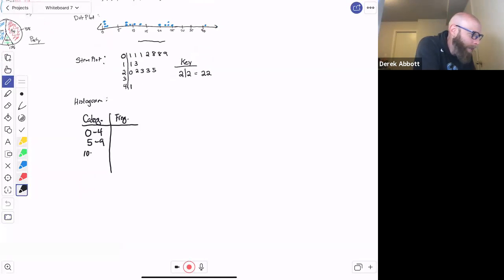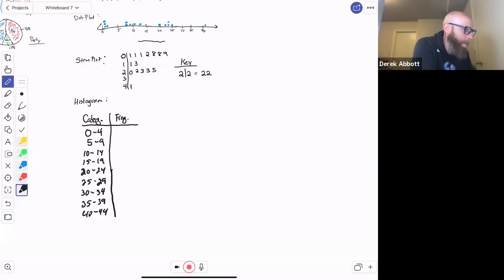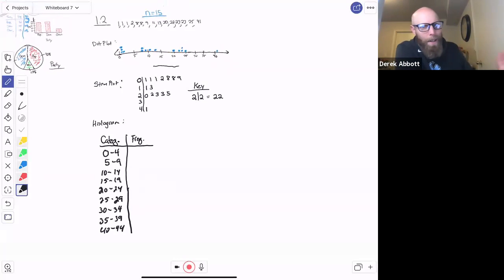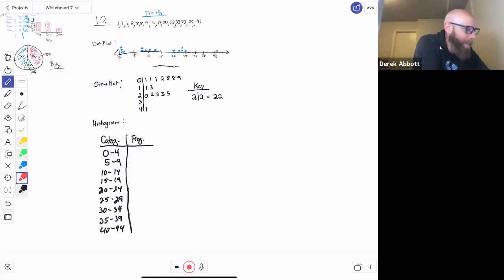Let me just do this real quick. 10 to 14, 15 to 19, 20 to 24, 25 to 29, 30 to 34, 35 to 39, 40 to 44. Okay, so that's what it looks like right there. And I know it's getting smaller and smaller as I do this. But now I'm gonna go back to my data set and I'm gonna count these values. So how many are in the 0 to 4 bucket? So imagine it's a bucket labeled 0 to 4, and then you're going into all these numbers and you're only gonna pick the ones that work in that. So 0 to 4, those are those 4 values.